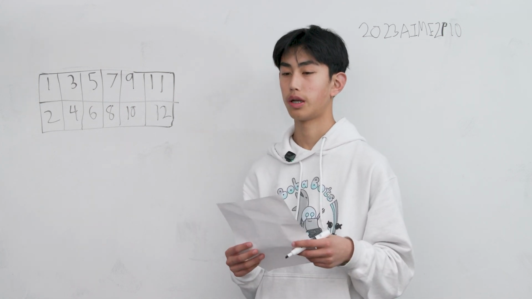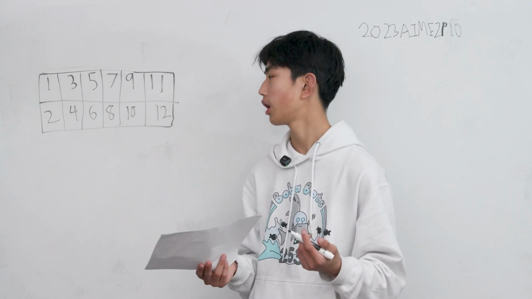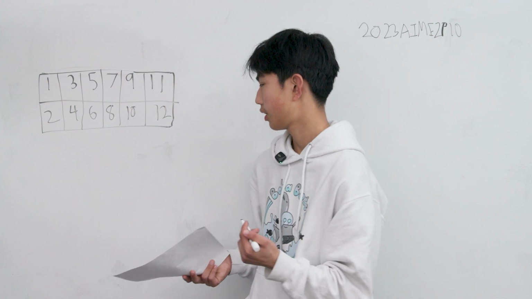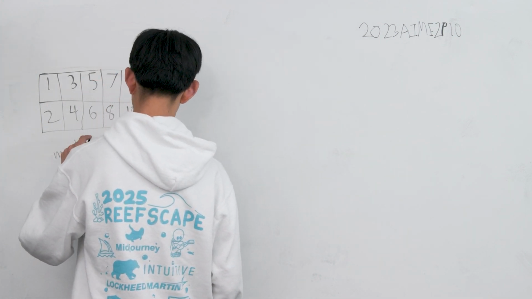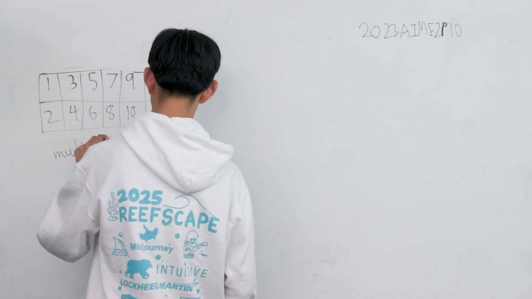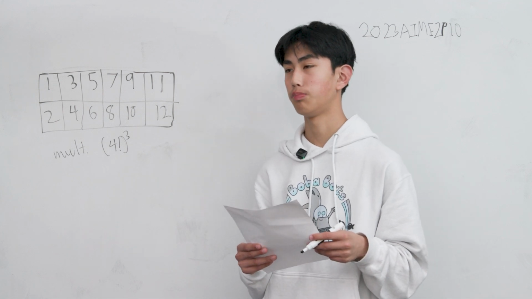Then we count the number of ways this yields, and then we multiply. This is very important. Multiply by 4 factorial cubed. This is necessary for this process.